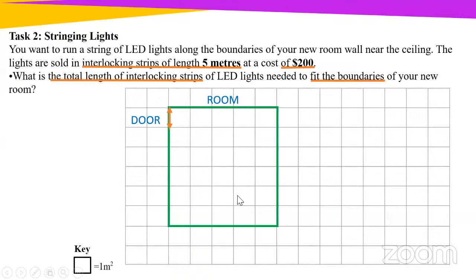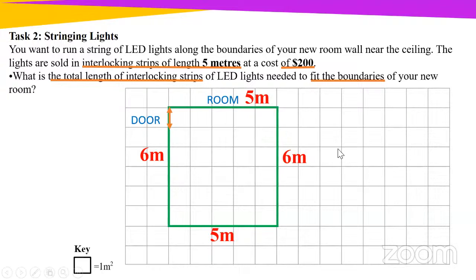Boys and girls, thank you so much for answering. Thank you for trying. What do we need to know? The total length. All right, so I'm putting some clues on. So we're putting on the dimensions of the room. That's a clue. How big is the room? How big is the room?